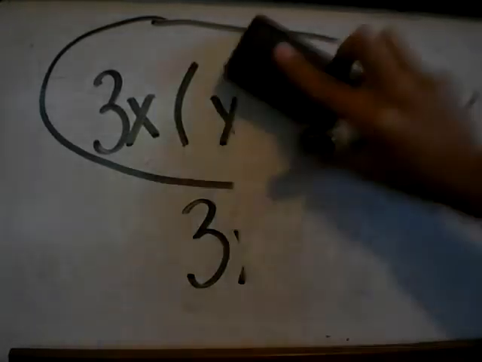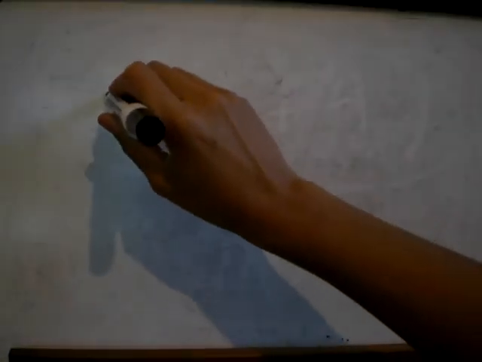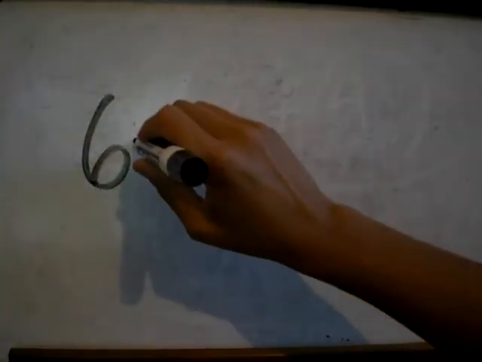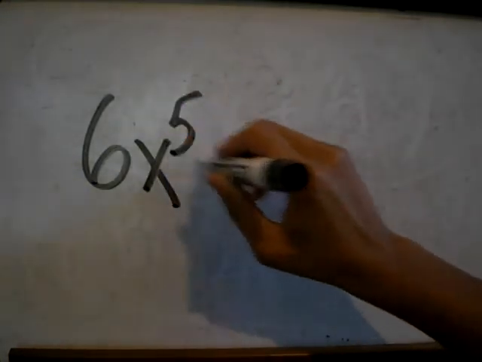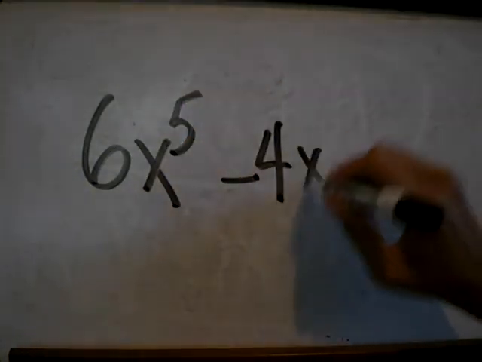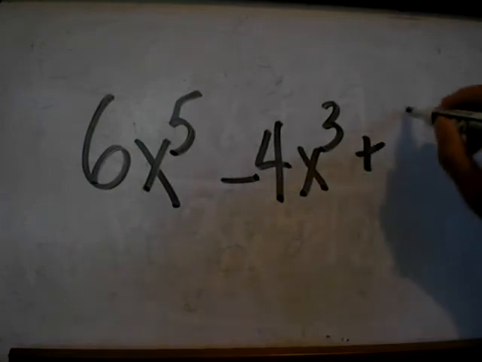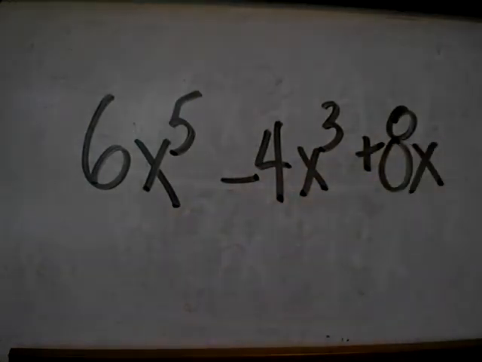Okay, let's move on to another one. This one might be a little bit more challenging. This is the polynomial that we want to factor: 6x to the 5th minus 4x to the 3rd plus 8x. Go ahead and write that down so we can go back to it later.